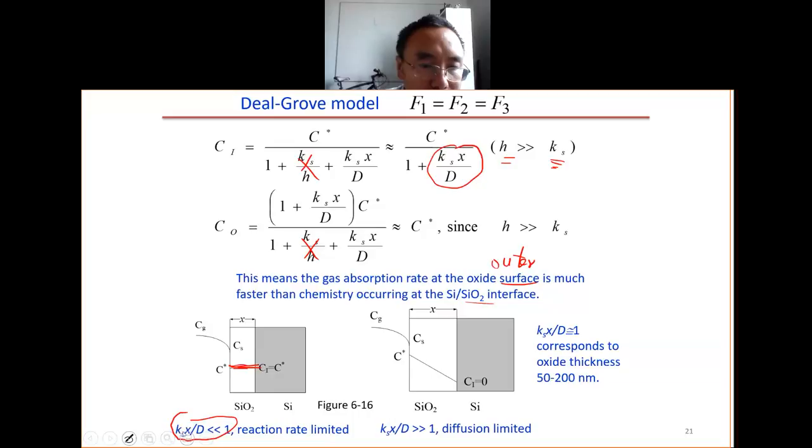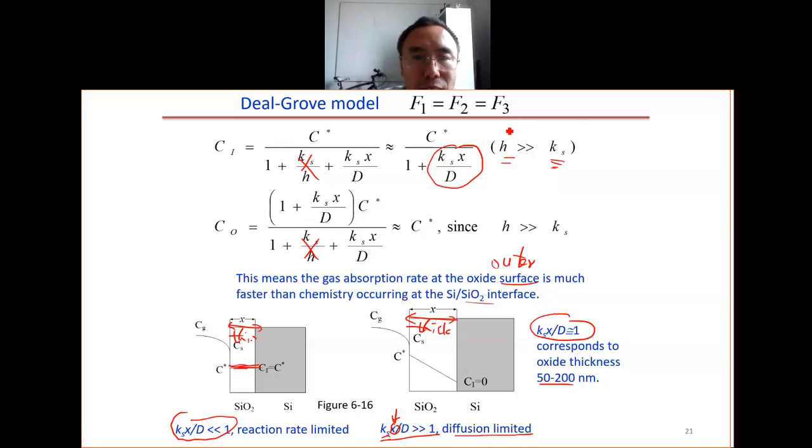So Ks is much smaller. The opposite case is when Ks is much bigger than the diffusivity term. Then it becomes diffusion limited. This one is thin oxide. For thick oxide, when x becomes bigger, we have the diffusion limited case, with a very, very big slope. The boundary between the two situations corresponds to 50 to 200 nanometer thickness.